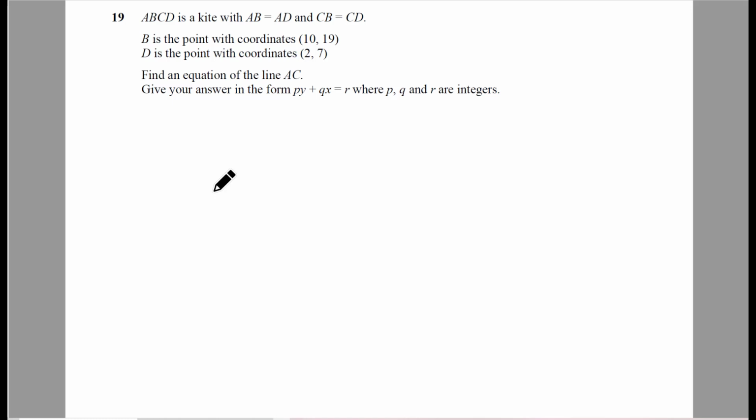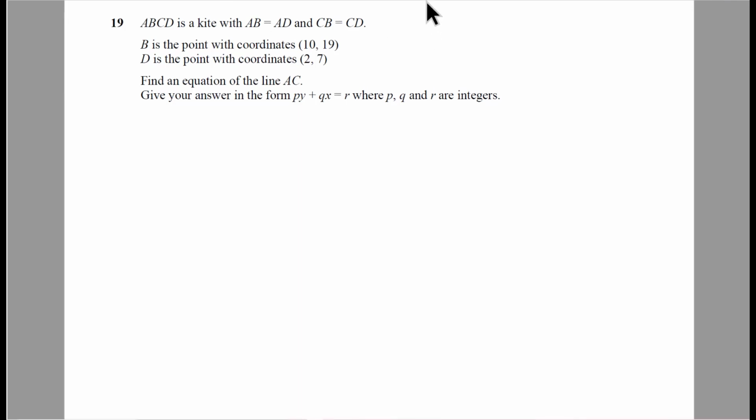Find the equation of line AC. Give your answer in the form py plus qx equals r, where p, q and r are integers. So you need to know your properties of a kite for this one. Now, this is going to likely look very confusing to you, but it's just applying your perpendicular line skills and some of your geometry skills.